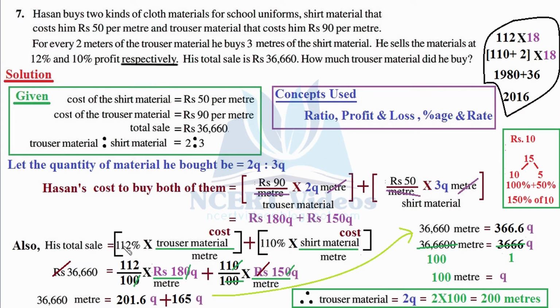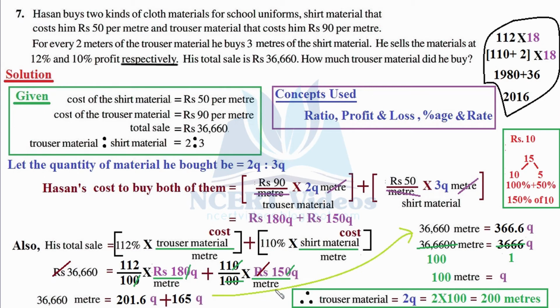Equals to 112% can be written as 112 over 100, because percentage simply means anything compared to 100, that is divided by 100. Multiply trouser material cost we found as rupees 180q, so we wrote 180q per meter because for every meter he gave rupees 180q, plus 110% can be written as 110 over 100 multiplied with, we found shirt material cost as rupees 150, so we wrote rupees 150q per meter.